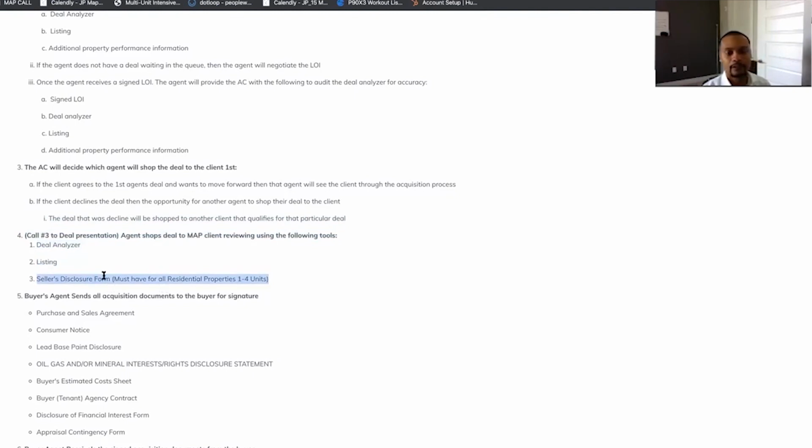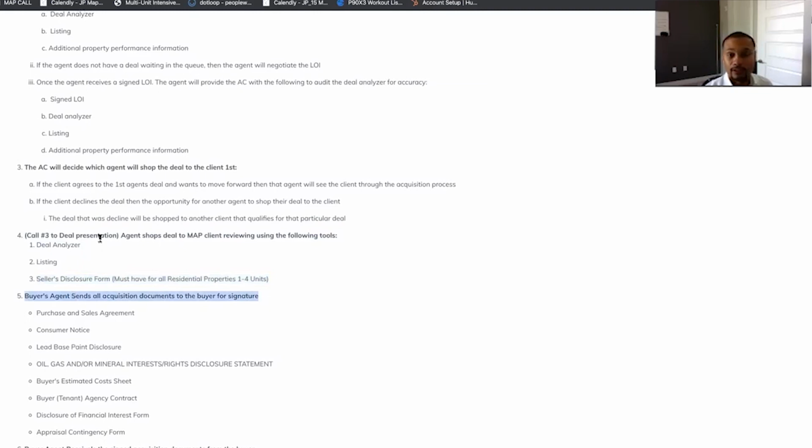So this means when we have a deal that is interesting, we'll present to you the deal analyzer and the listing. And if you're buying a residential property, which is any property between 1 to 4 units, the seller's disclosure, which means the seller has to disclose material things about the property, meaning is the roof straight? Was there any leaking? Was there any mold, mildew, anything like that? The seller is supposed to provide that information, okay, and provide it to you. All right, cool.